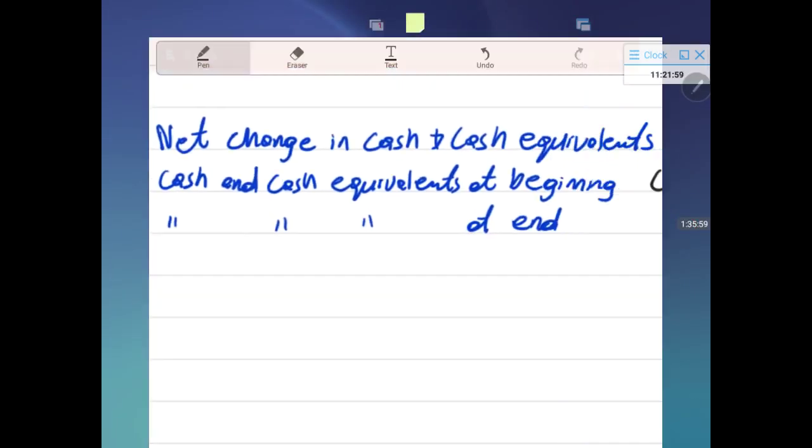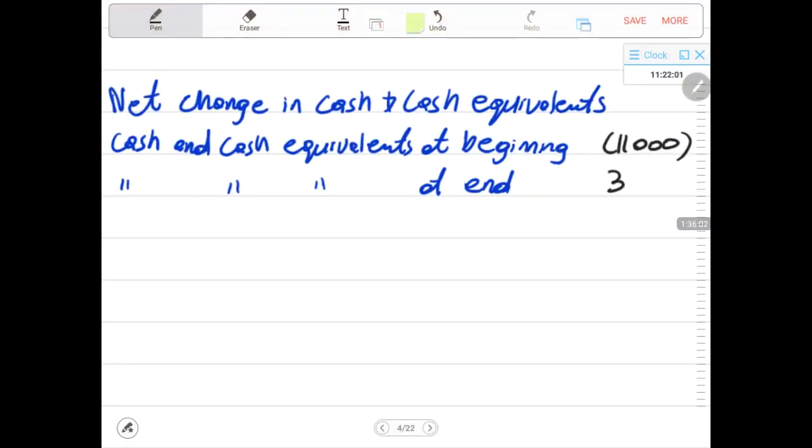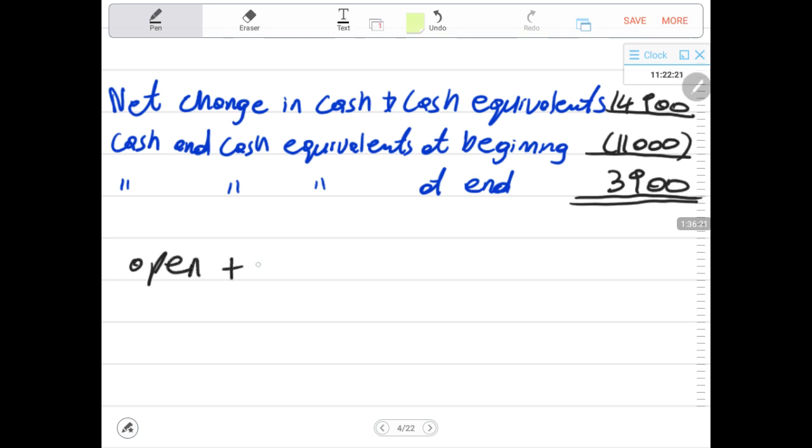I want to explain this, because this dynamic is very important to master. Then we get to the net change in cash and cash equivalents of 14,900. This is very important, what I will explain now regarding the closing balance. Remember, the principle says opening minus closing. That is the principle.